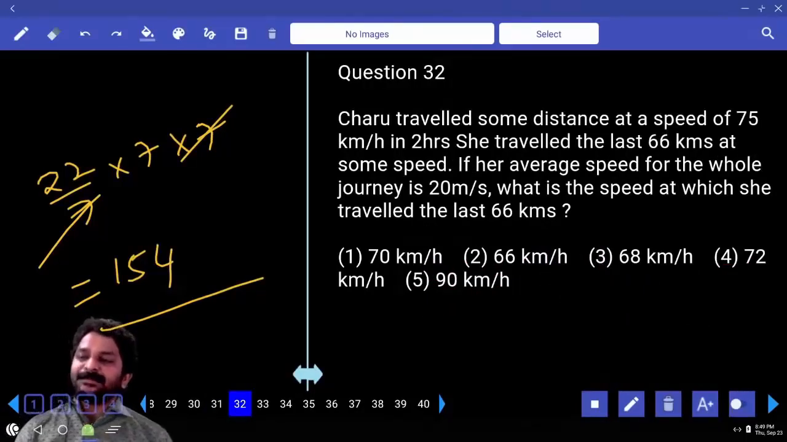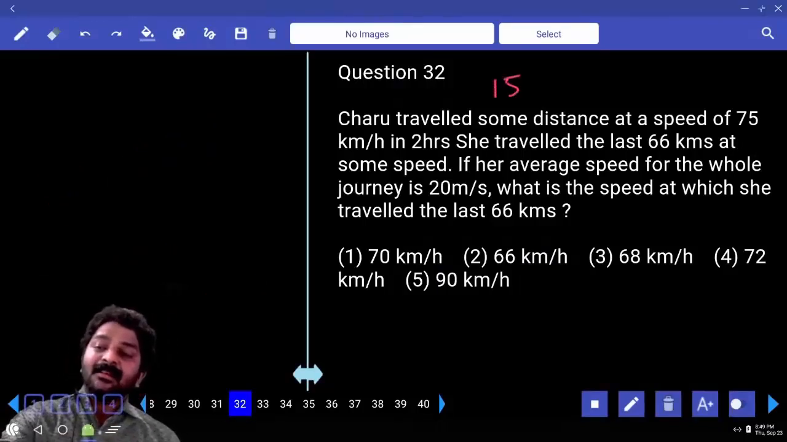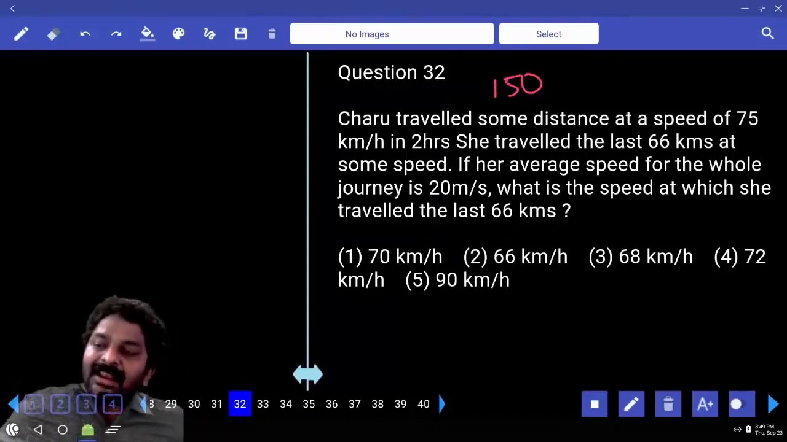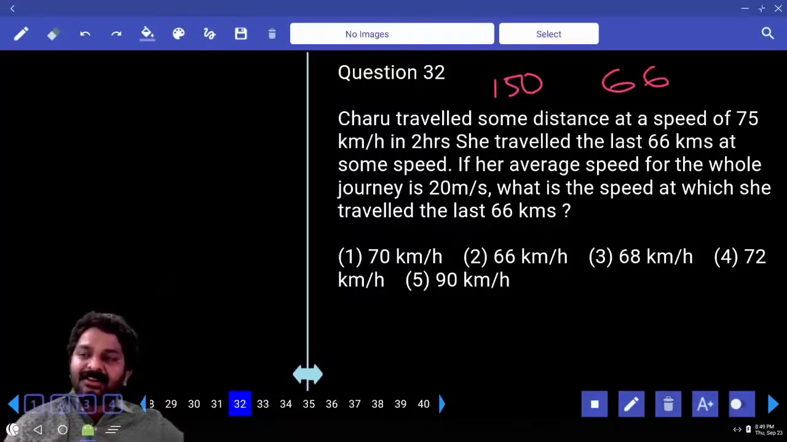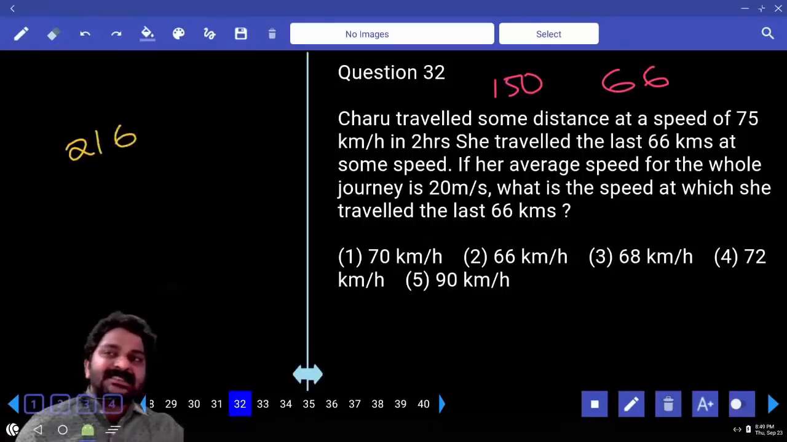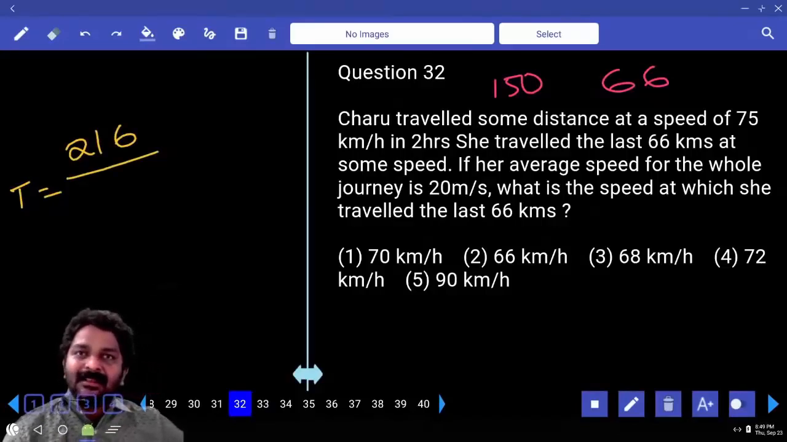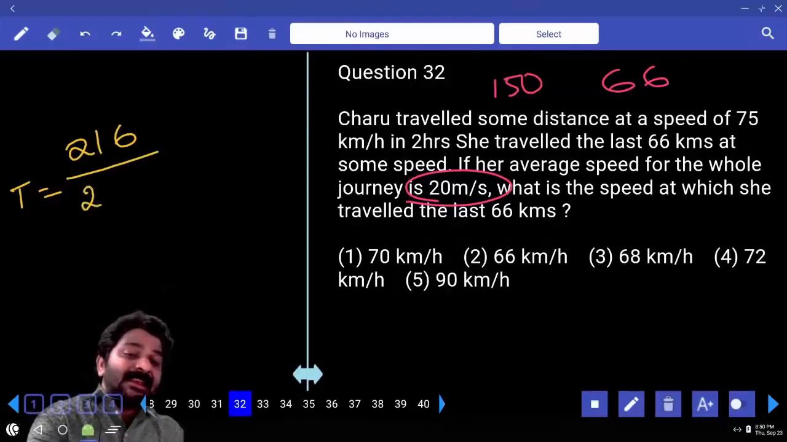Charu traveled some distance at a speed of 75 km per hour in 2 hours. So in 2 hours, how much distance can she travel? 150. She traveled the last 66 kilometers at some speed. If her average speed of the whole journey is 20 meters per second, already she traveled 150 and 66 kilometers more she needs to travel. So total distance covered is 216 only. And total time taken is equal to total distance by average speed maintained. What is the speed maintained for the entire journey? 20, but that is in meter per second.